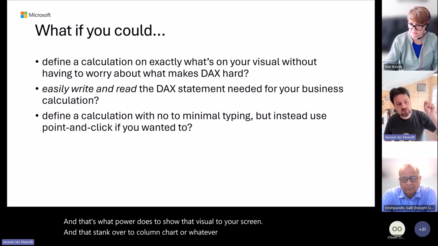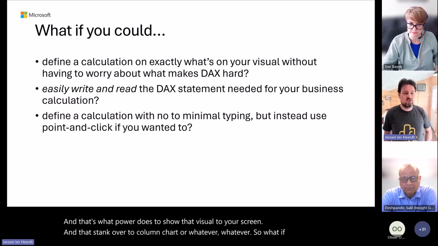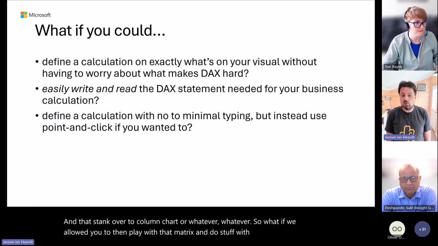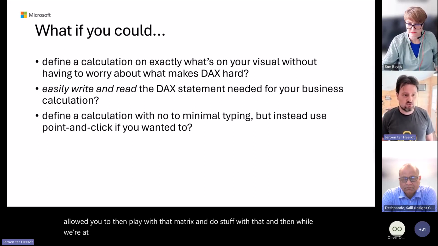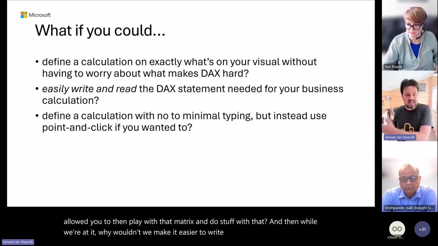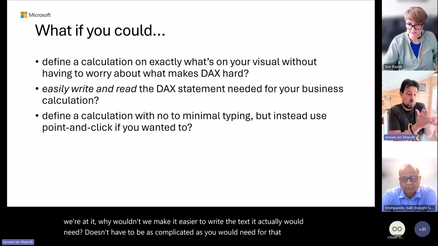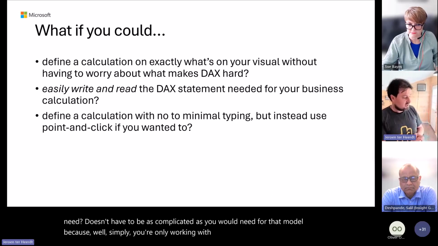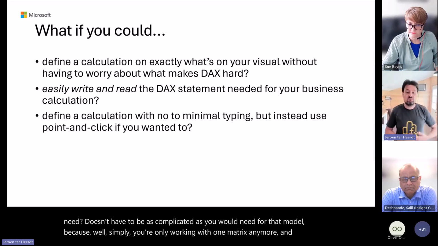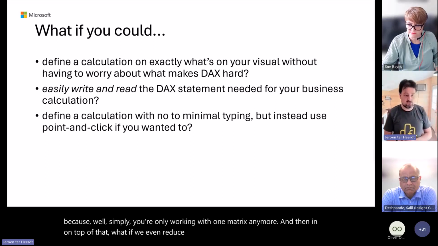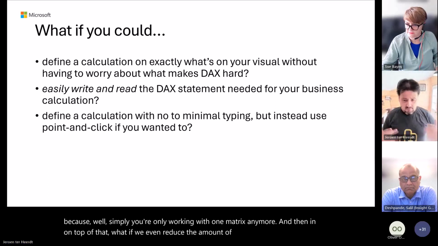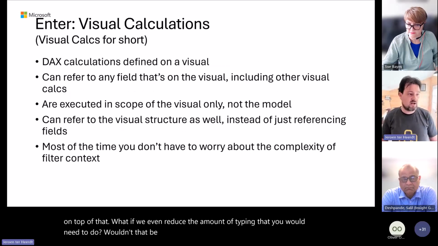So what if we allowed you to then play with that matrix and do stuff with that? And while we're at it, why wouldn't we make it easier to write the DAX? The DAX you would need doesn't have to be as complicated as you would need for that model because, simply, you're only working with one matrix anymore. And then on top of that, what if we even reduce the amount of typing that you would need to do? Wouldn't that be great? Well, that's essentially what visual calculations are.